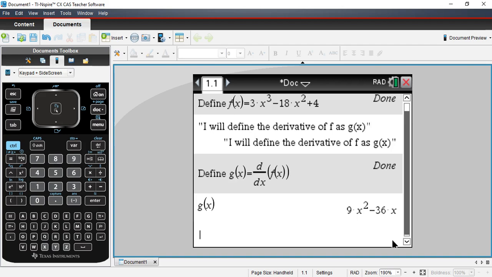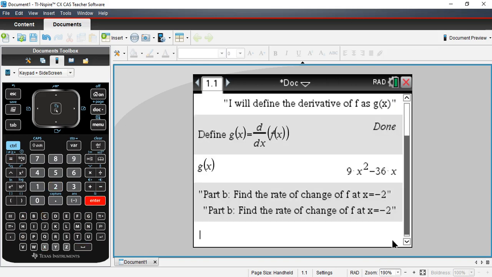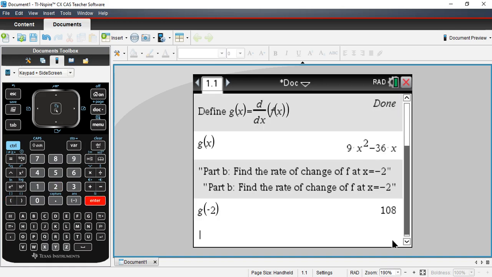How do we do part B? Can we read part B? Yes. Class, find the rate of change of f of x at x equal to -2. So part B is find the rate of change of f at x equal to -2. Because you already defined the derivative as g of x, this is just g of -2, which is 108. So this is the beauty of defining the function. It makes it a lot faster to solve for.